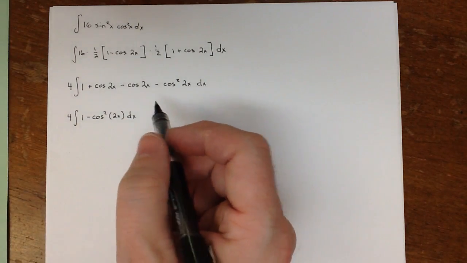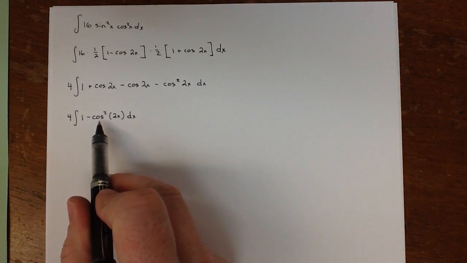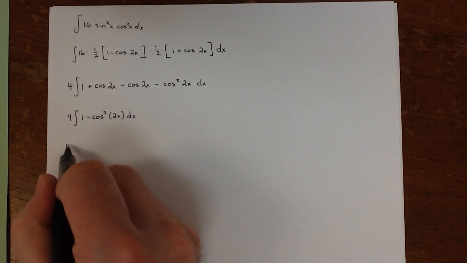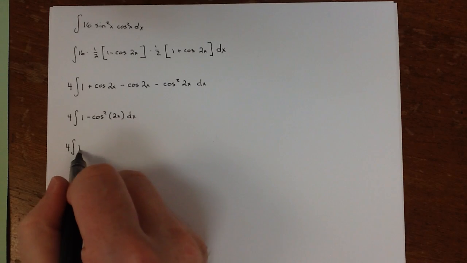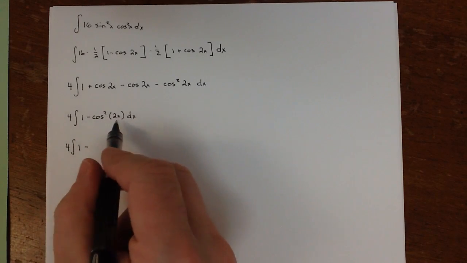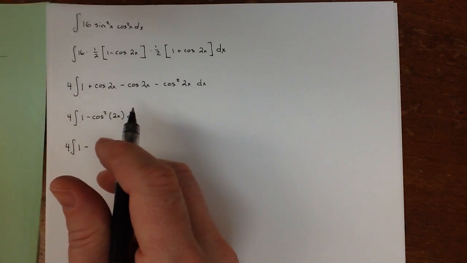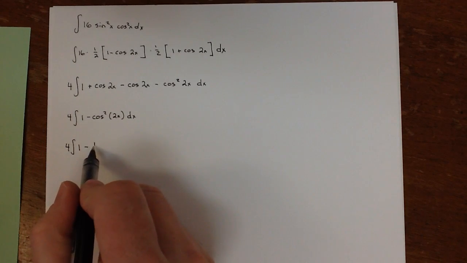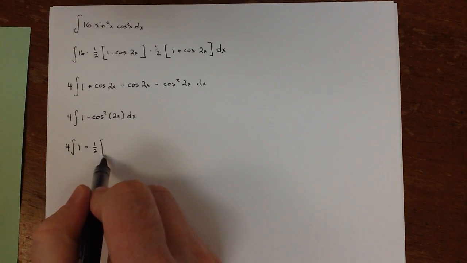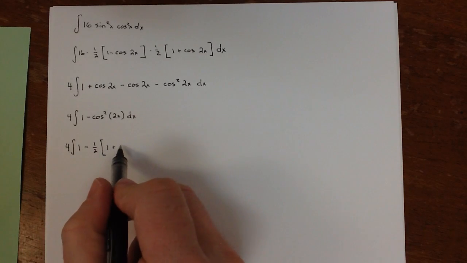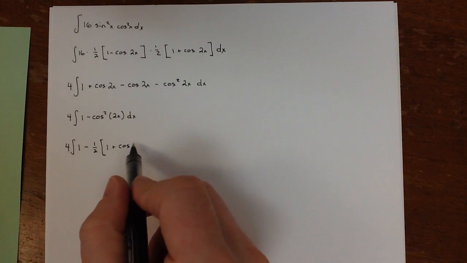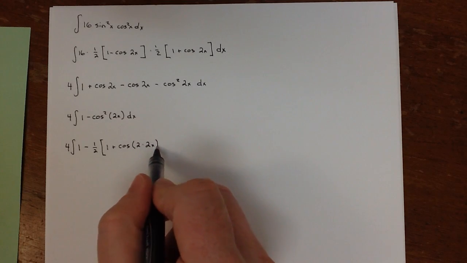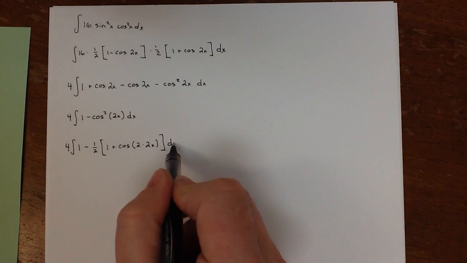dx. Now I have to use the double angle formula again to replace this cosine squared. So cosine squared of 2x gets replaced with 1/2 times 1 plus cosine of 2 times 2x dx.